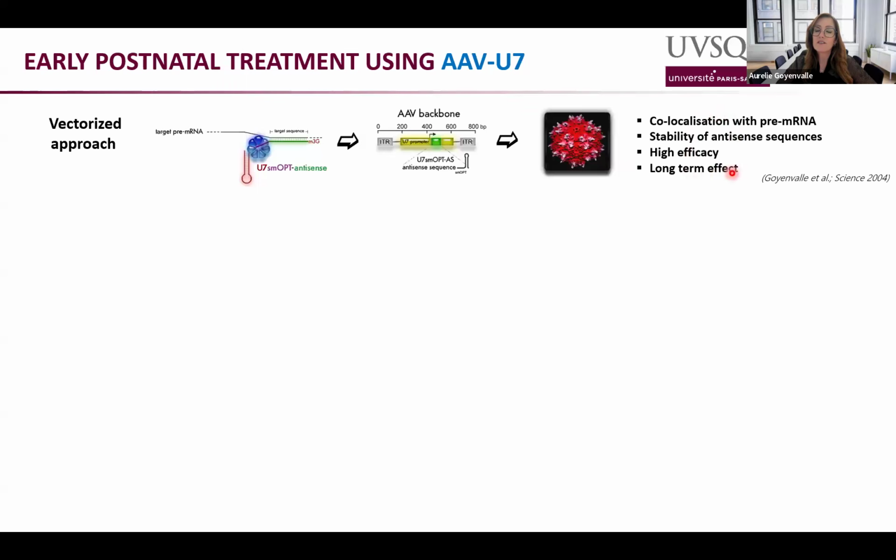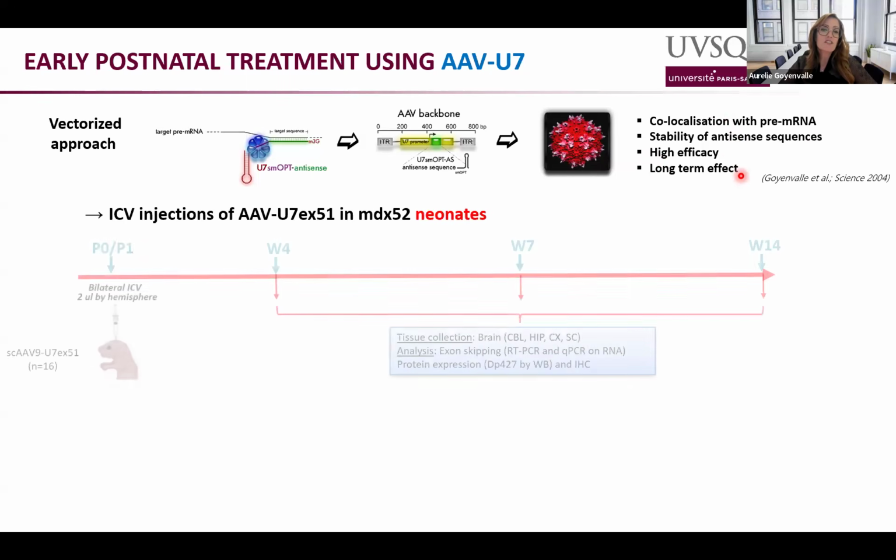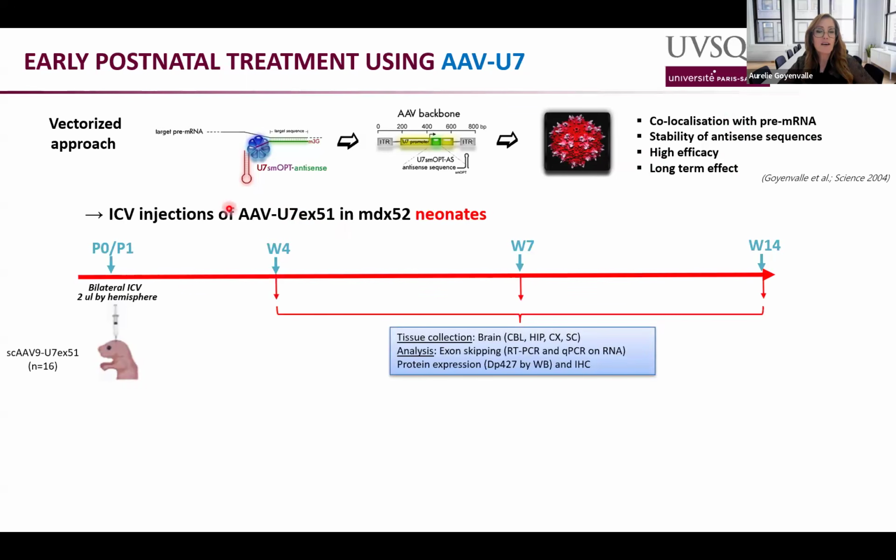We had previously shown that this is a very efficient system that allows the colocalization of the antisense sequences with the pre-mRNA, which is very stable for the antisense sequence and induces a long-term effect, at least in muscle. So we've injected this system. The U7 was made for the exon 51, and it was injected ICV in the neonates.